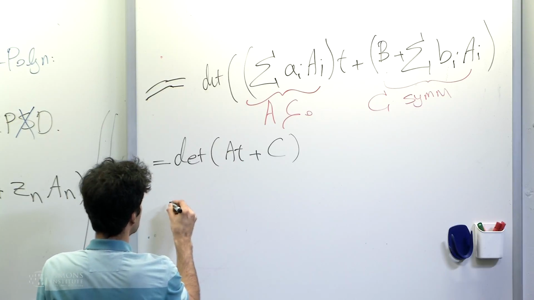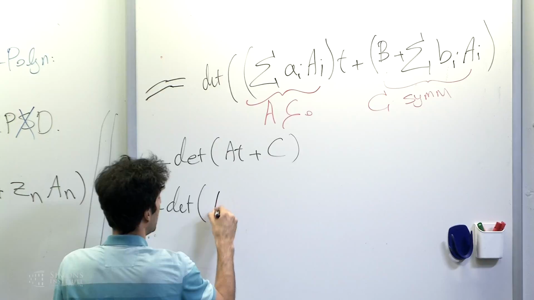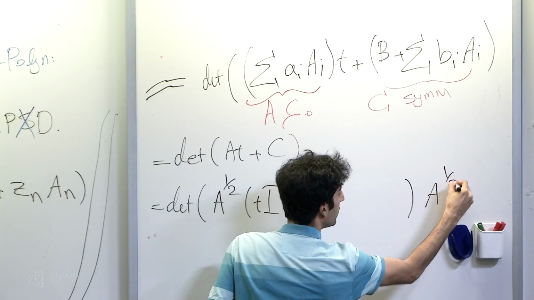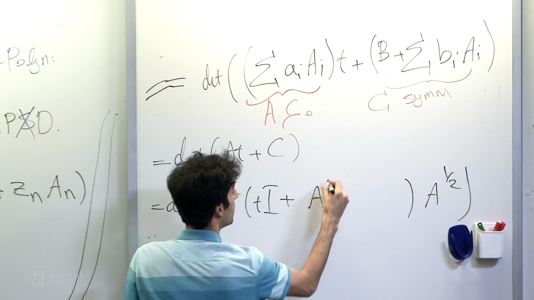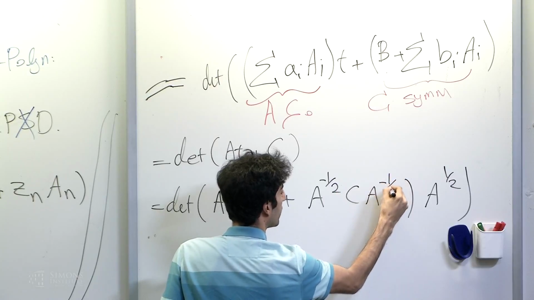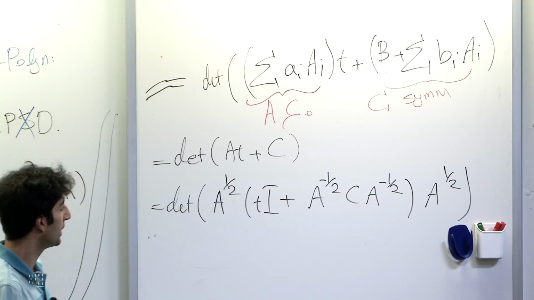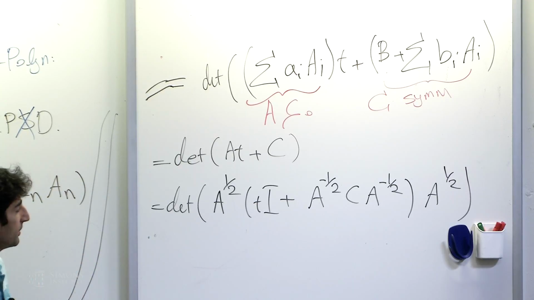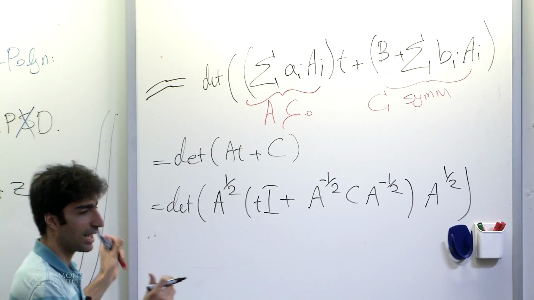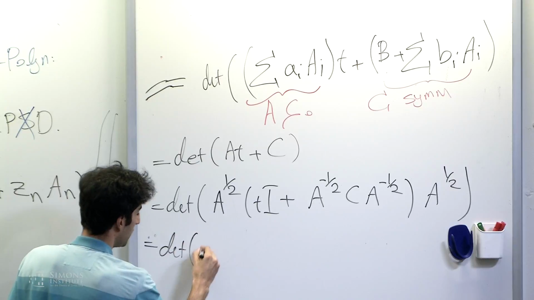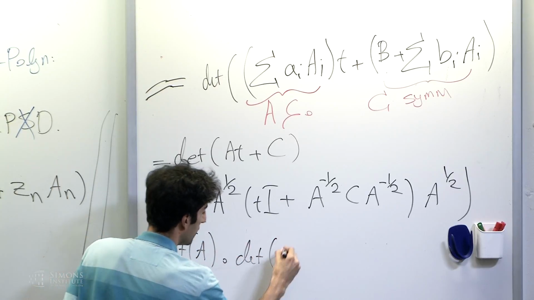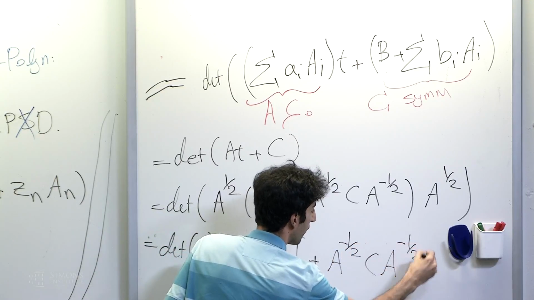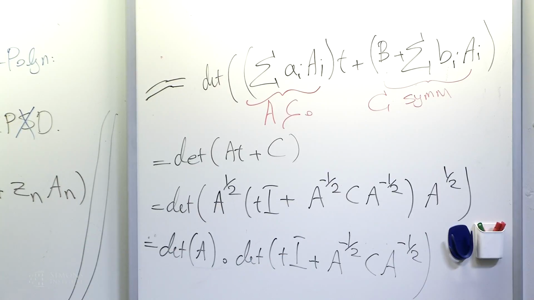So I can rewrite this as follows. I can rewrite it as the determinant of A^{1/2} (tI + A^{-1/2} C A^{-1/2}) A^{1/2}. Okay, I just factored out the A^{1/2} from both sides. Now, I just use the fact that the determinant of AB is just the determinant of A times the determinant of B. So I can take out this A^{1/2} to the outside. This is equal to the determinant of A times the determinant of tI plus A^{-1/2} C A^{-1/2}.